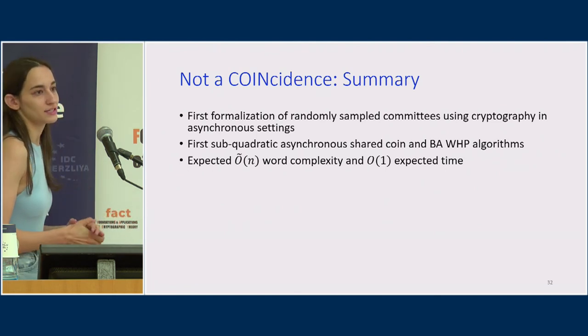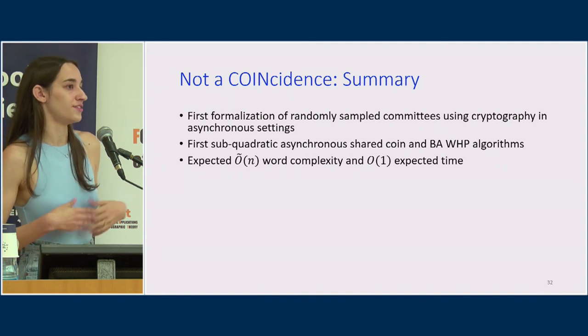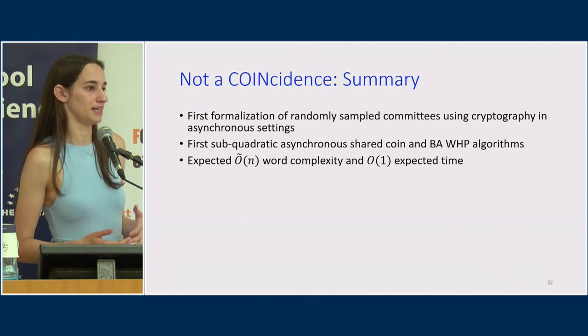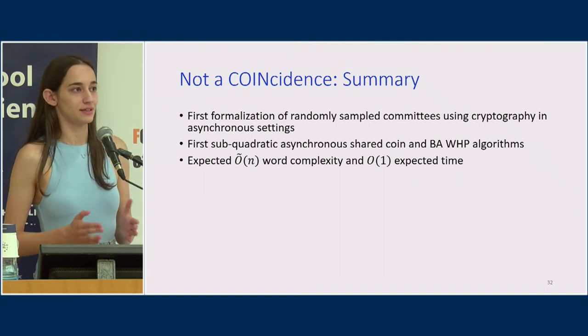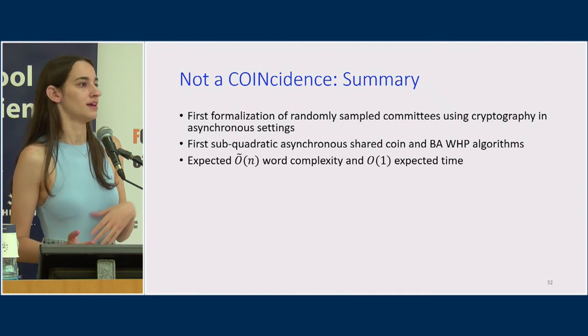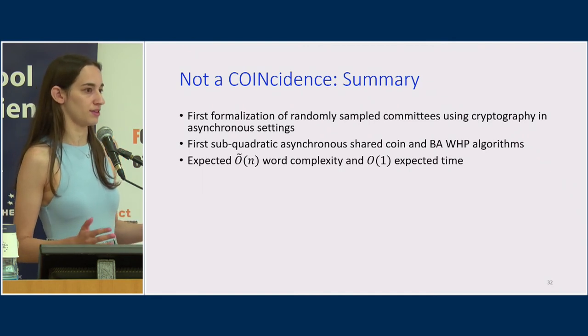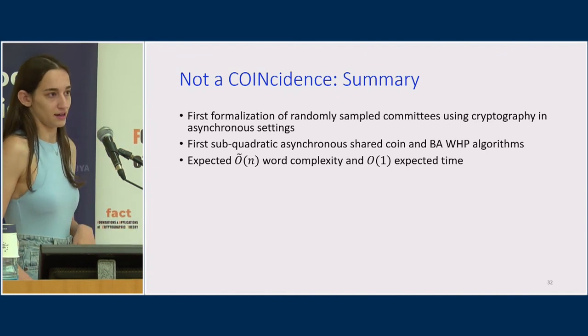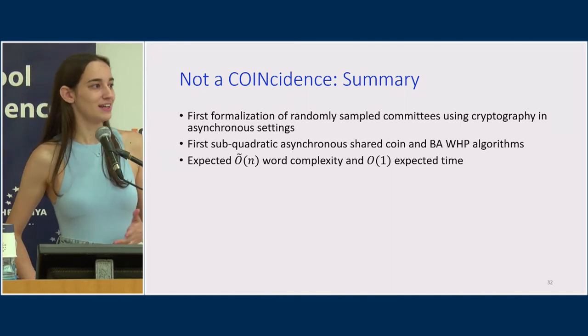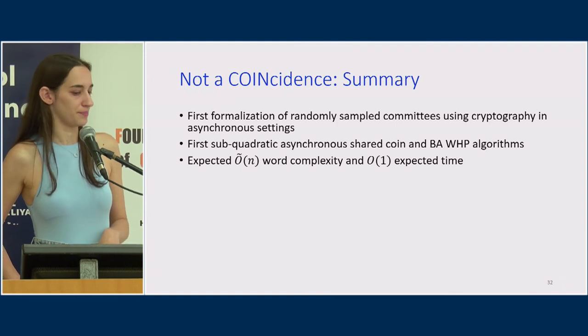So just to summarize, we present the first formalization of committee sampling in an asynchronous setting. Using this technique, we solve the first subquadratic Byzantine agreement and shared coin. Everything is done with high probability. It has a word complexity of O tilde of n and constant expected time.